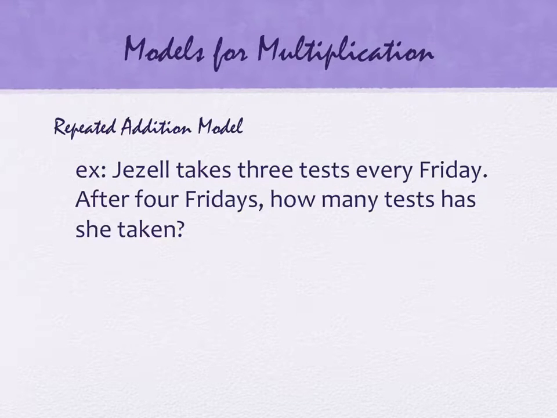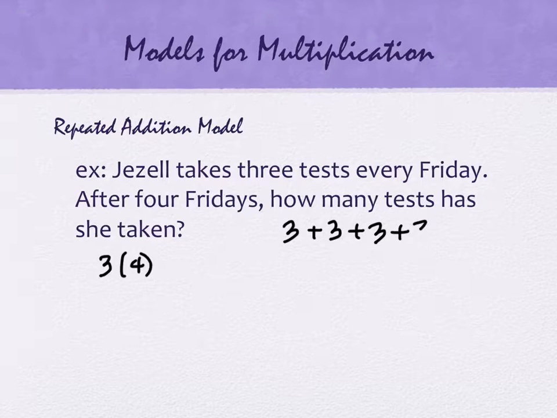So the idea behind this, of course, is that we have 3 times 4. I mean, that's what we're going to want to do, is 3 times 4. But this says that we've got 3 tests every Friday. So if we were thinking of this in terms of addition, it looks like we're adding 3 together every time. Something that recurs over and over and over again.